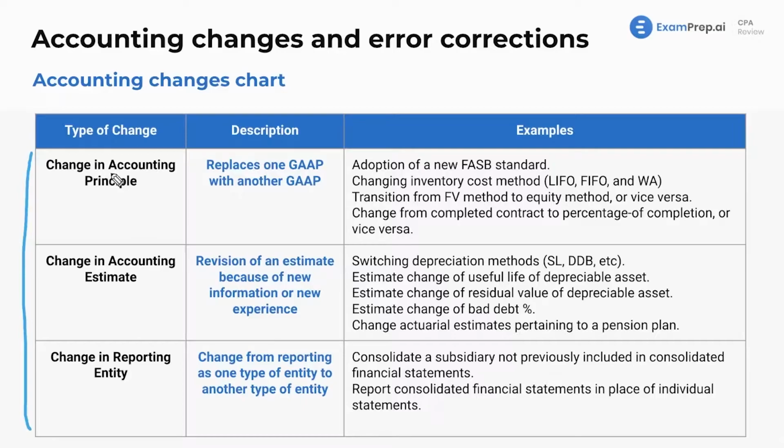Let's start off with a change in accounting principle. Well, this is a change from one GAAP principle to another GAAP principle. So, for example, adopting a new FASB standard. Maybe we adopt the new lease standards. Maybe we change inventory between LIFO, FIFO, and weighted average. Maybe we transition from using the fair value method to the equity method. Or maybe we change from using the completed contract method to percentage of completion.